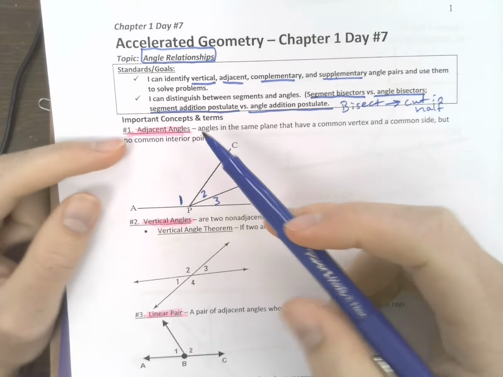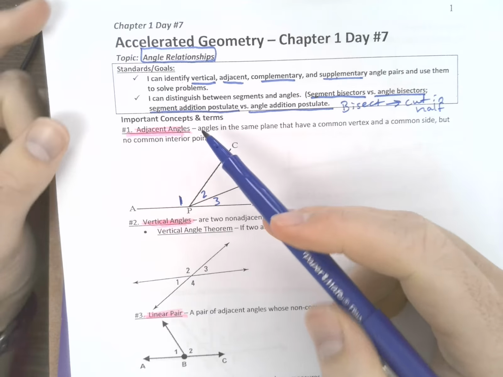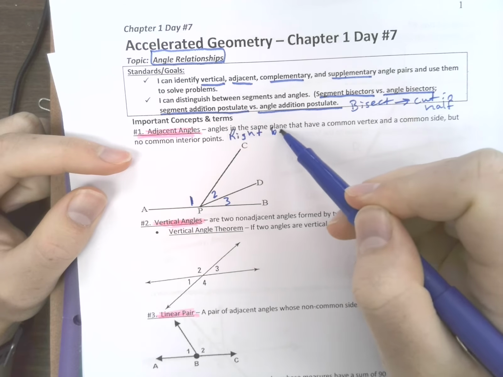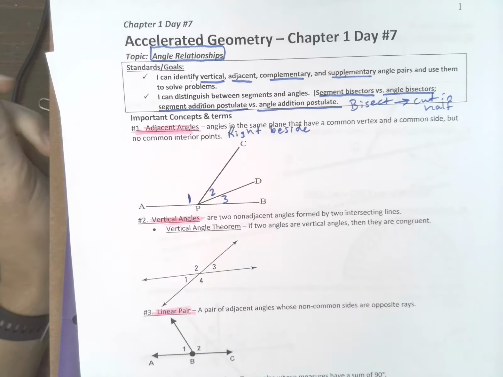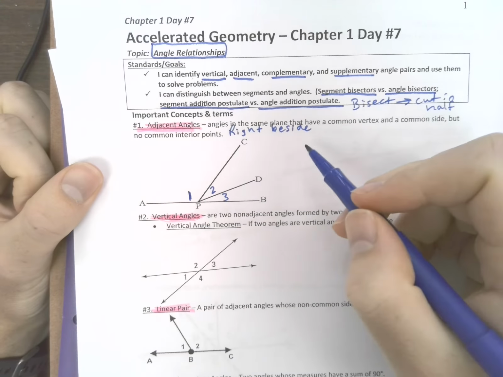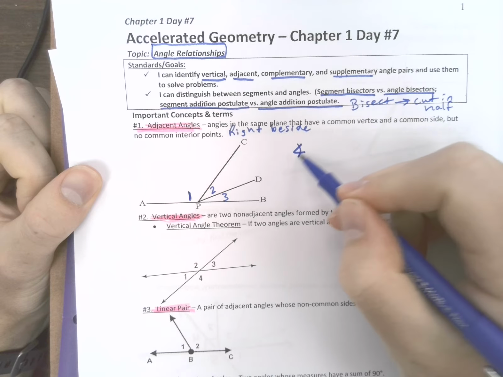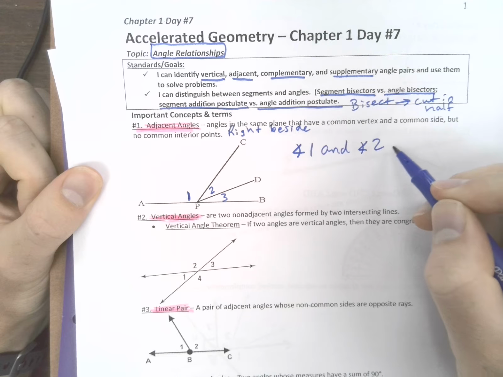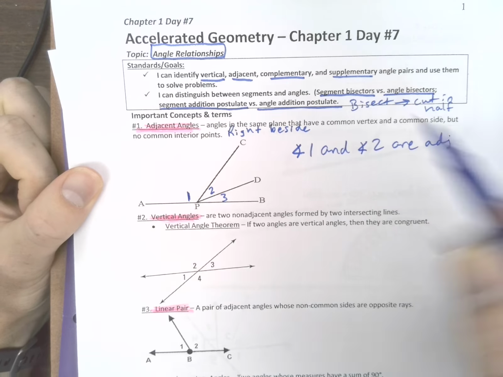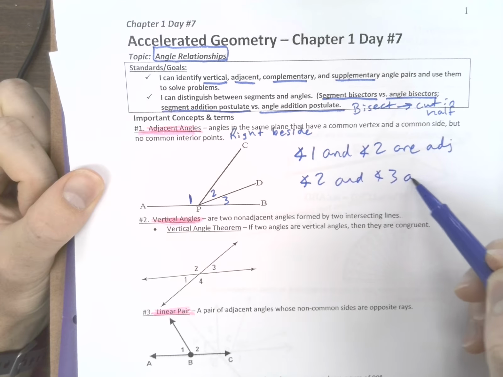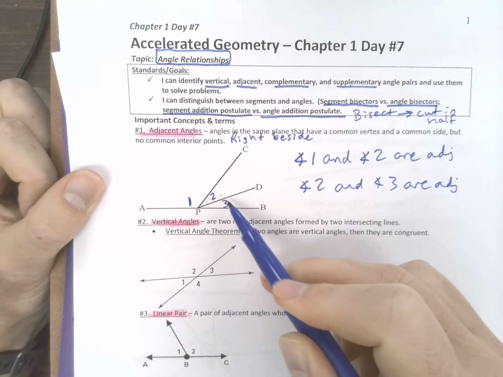Now that word adjacent, some of you guys may not be super familiar with that word, but that word adjacent means right beside. So when you're adjacent to something, that means you are right beside it. And so looking at this example here, what are some angles we could say are adjacent? Well, angle 1 and angle 2 are adjacent. They're right next to each other. How about angle 2 and angle 3? Right next to each other.